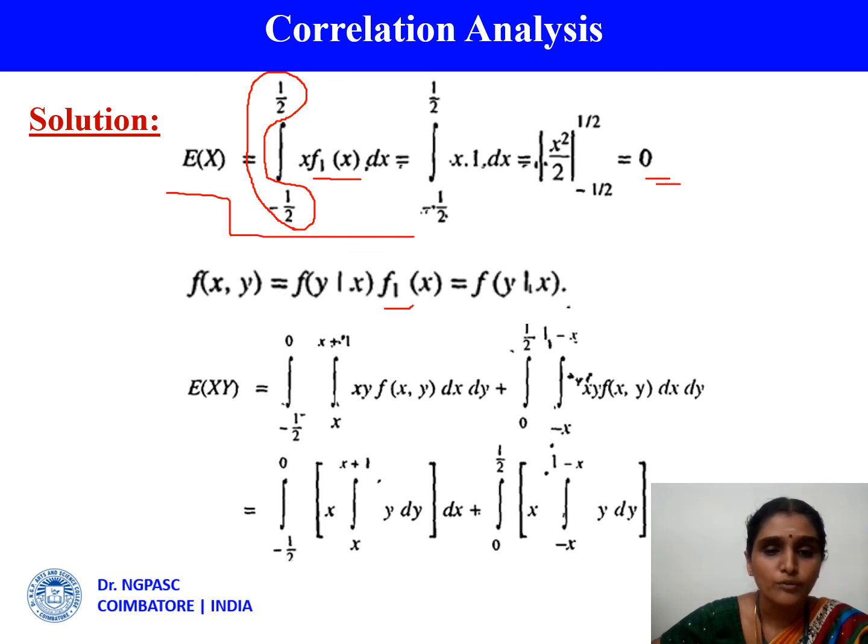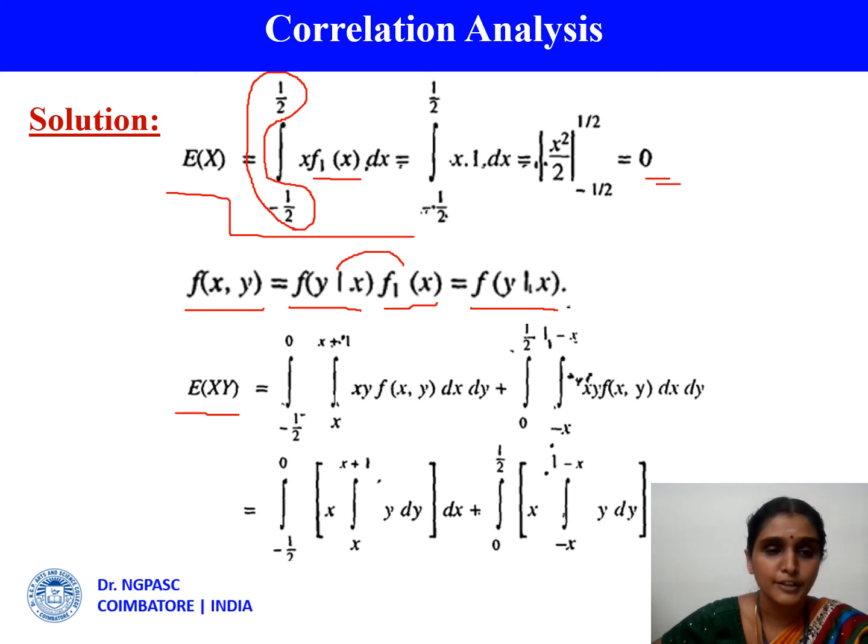Here f1 of x is the marginal density function and f of y given x is the conditional density function. Multiplying these two things will give you the joint density function. So the joint density function is f of y given x because f1 of x is equal to 1 throughout the limit. So now you find the expectation of x into y.